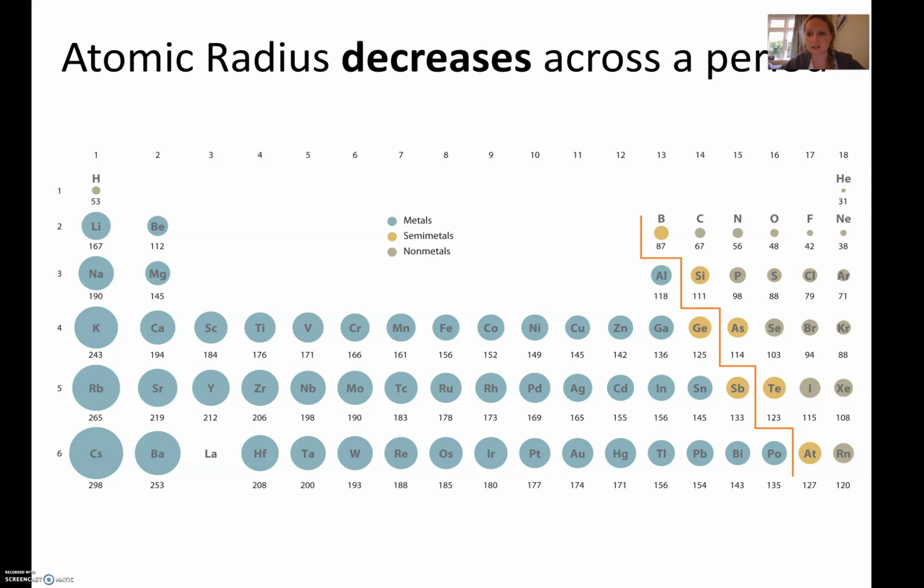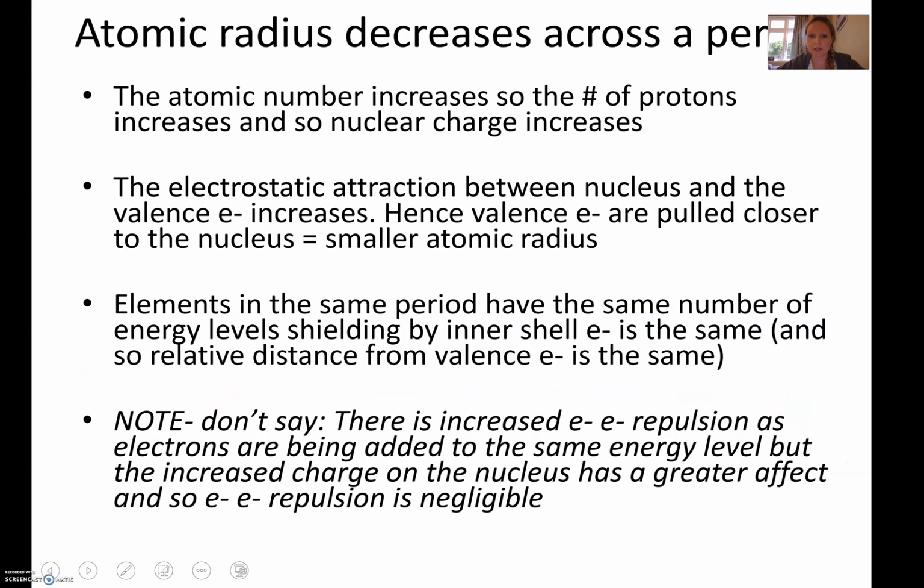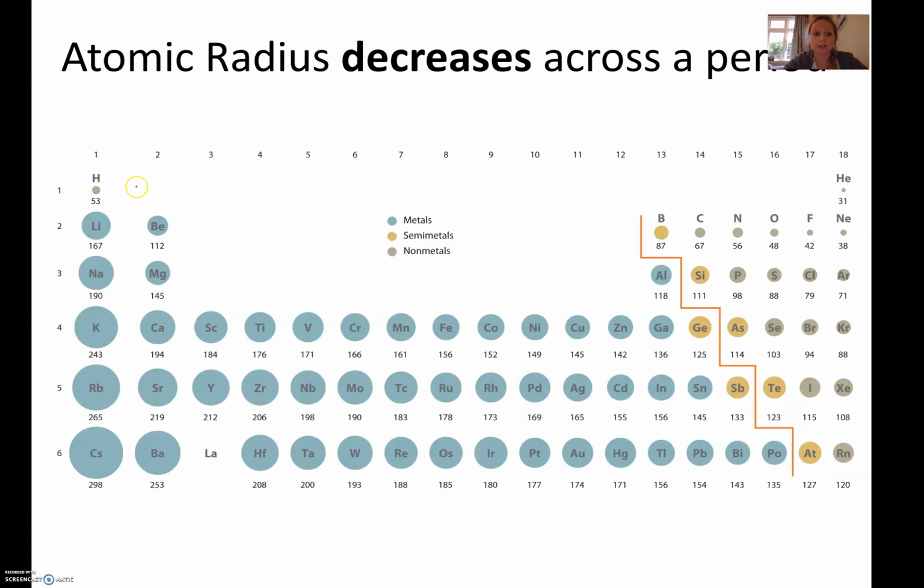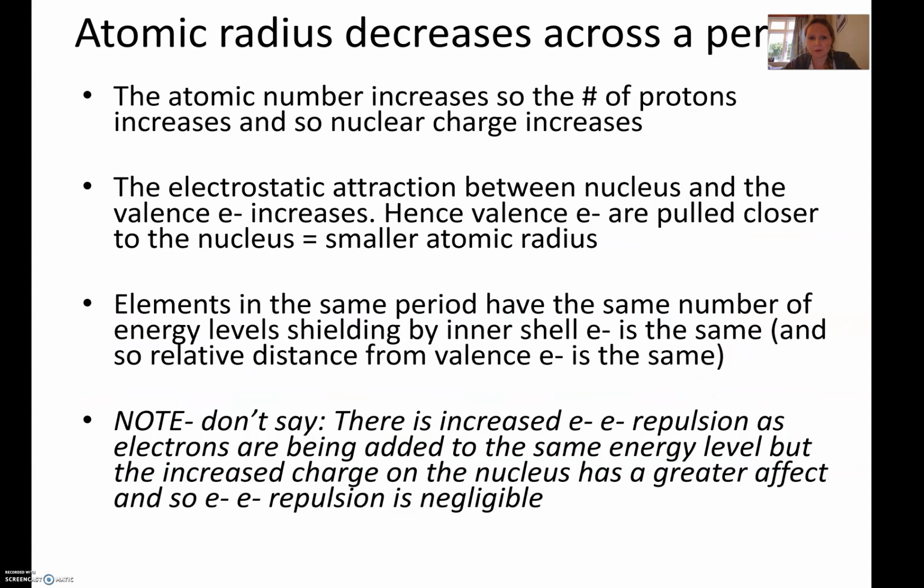So now we're actually going to discuss the trend of atomic radius. We're first going to discuss across a period. You can see from this diagram here that the trend is that the atomic radius gets smaller. Visually you can see that, and so we're going to talk about why that is. I'll show you my model answers and then we'll go through a few examples.